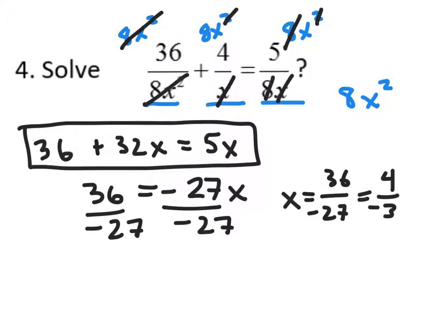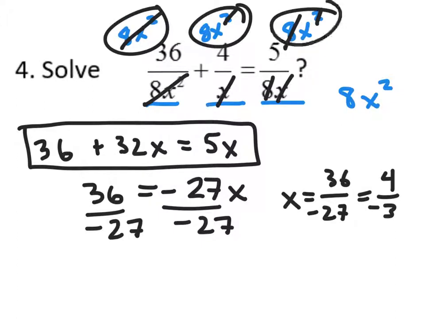So it's much easier if you multiply through by a common value. It simplifies it to be a nice little equation that way.